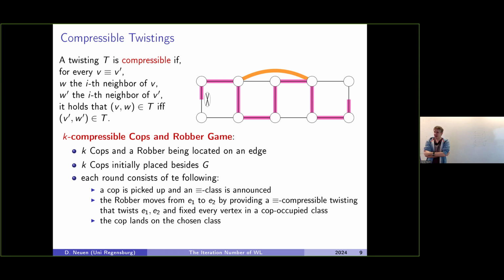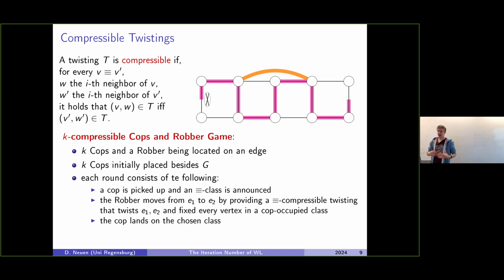A cop is picked up, and the cop announces an equivalence class that he is going to move to. Usually this is described by the cop getting into a helicopter and starting to move to this vertex. And then the robber sees the helicopter approaching, and now he can move from one edge to the other. Here this is formulated such that we want to provide a compressible twisting that twists E1 and E2. So basically the robber wants to move from one edge to the other edge, and he can do that if he provides a compressible twisting that twists exactly E1 and E2, and it fixes every vertex in a cop-occupied class. So basically, the path cannot go through anything that is occupied by a cop.